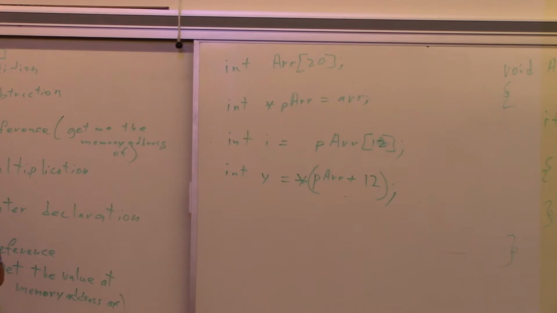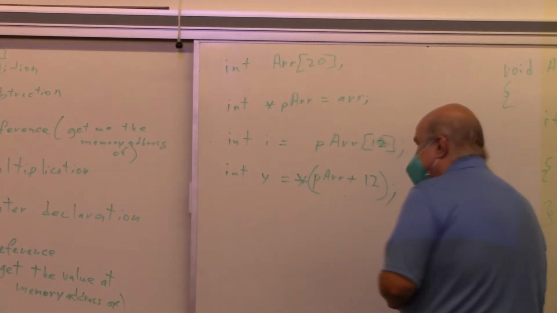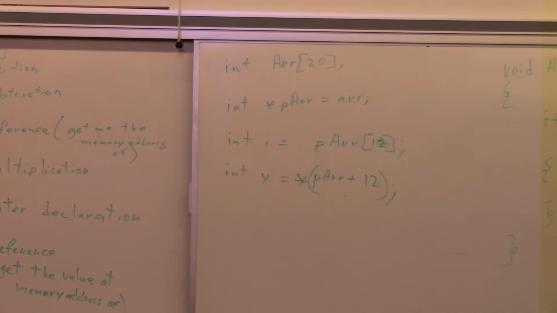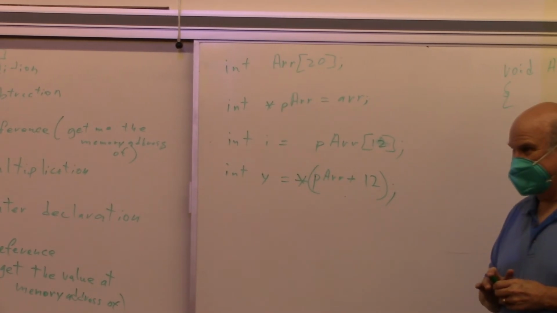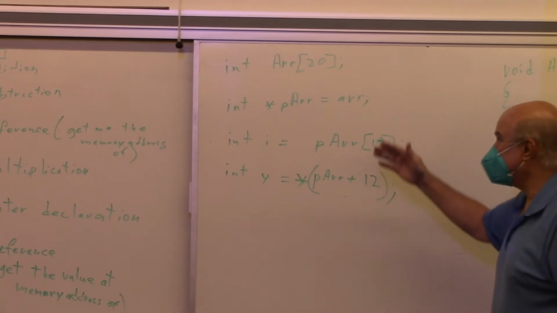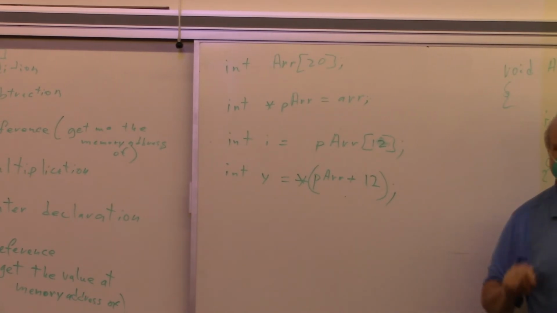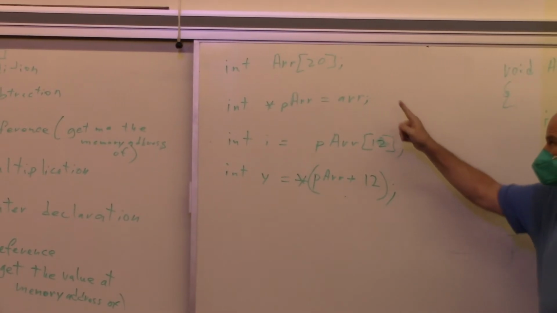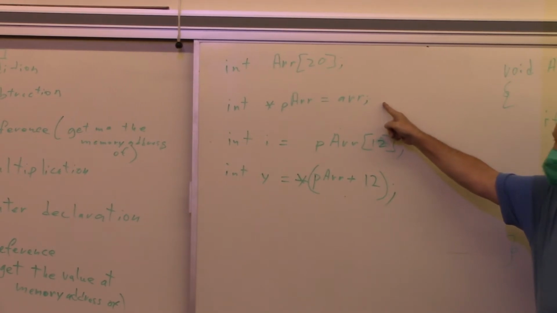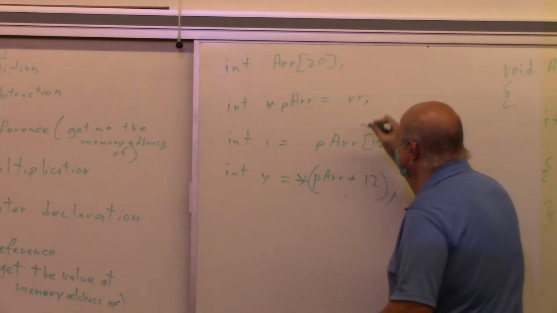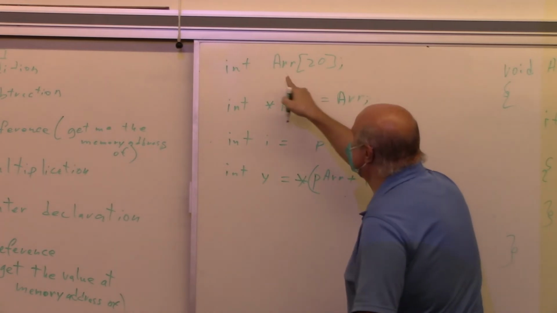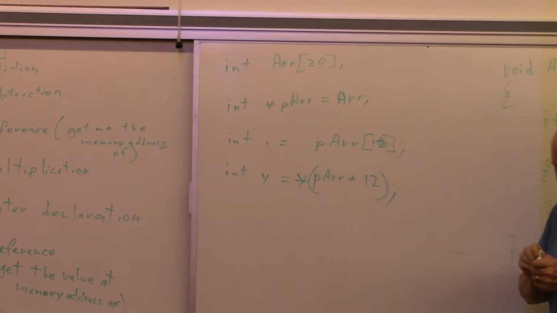Would it be wrong if I just said in pointer p array equals array brackets 12 in the second line? You can say all sorts of things. I want to make sure you understand this thing. In the second line, why does ARR not have to be capitalized? Does it have to? It has to match this, because case matters in names.